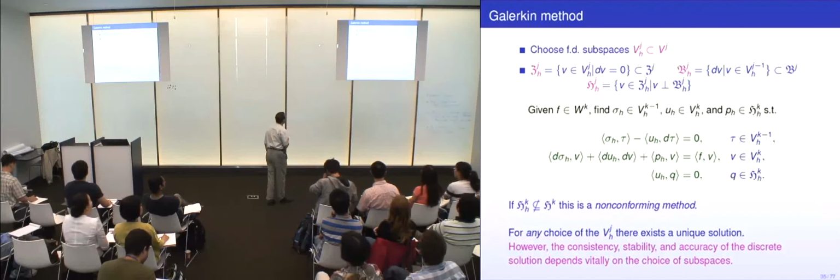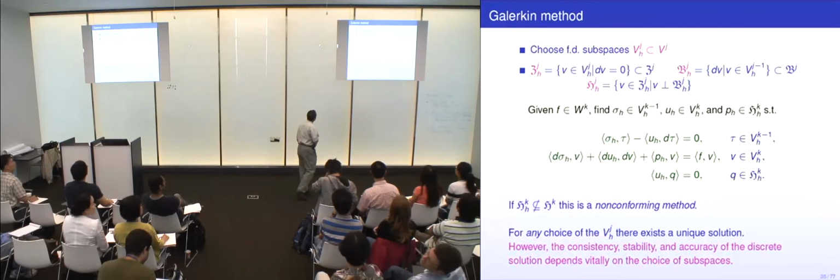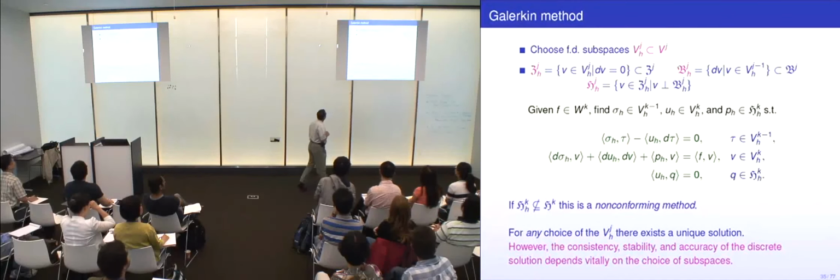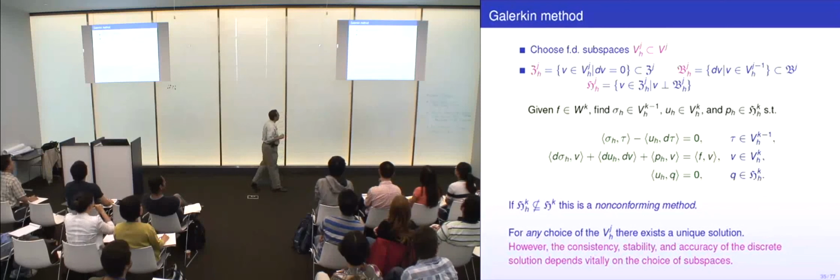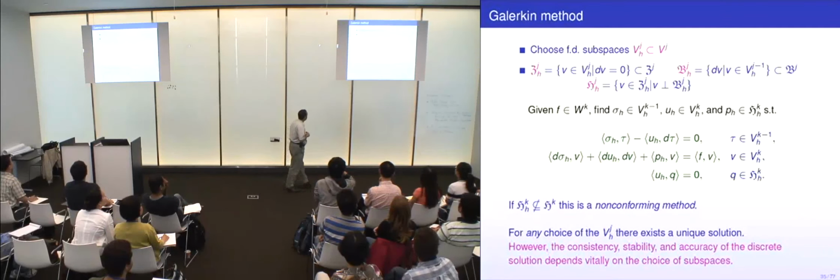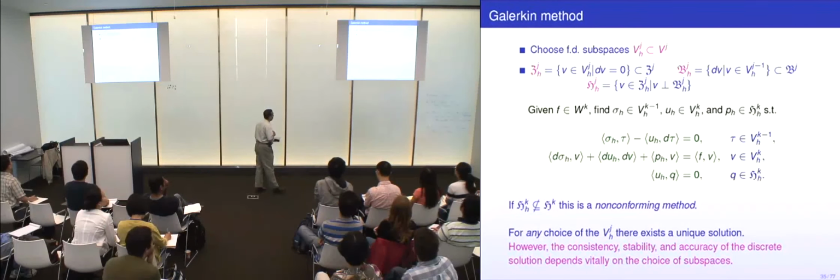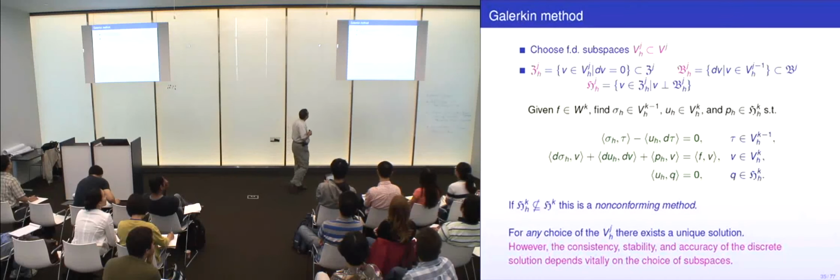Take your finite dimensional subspaces V_h^j, then we can talk about the cycles Z_h^j. That would just be the null space of d restricted to the subspace, so things in the subspace for which d is 0. And then B_h^j would just be the range of d restricted to the preceding subspace, so B_h^j is d of V_h^(j-1). And then you could ask for things in Z_h^j which are orthogonal to B_h^j.